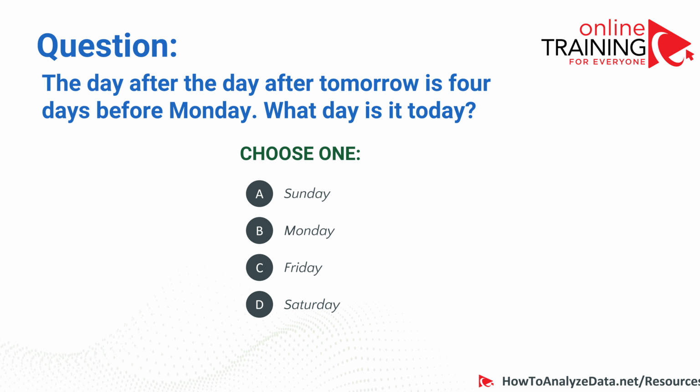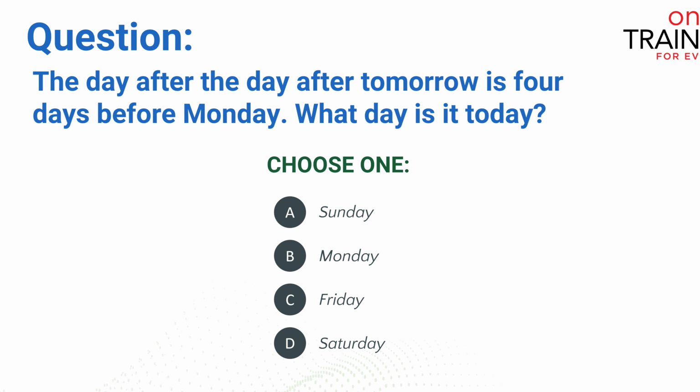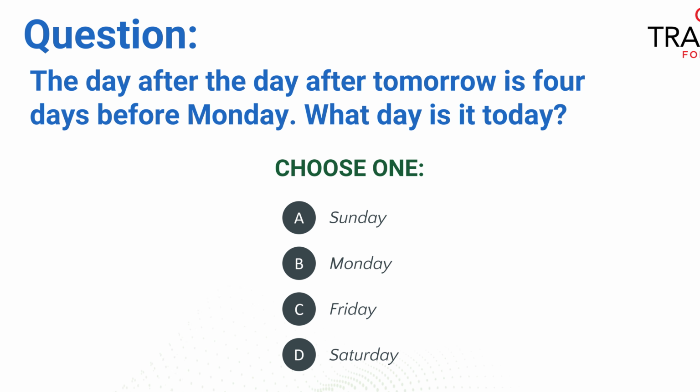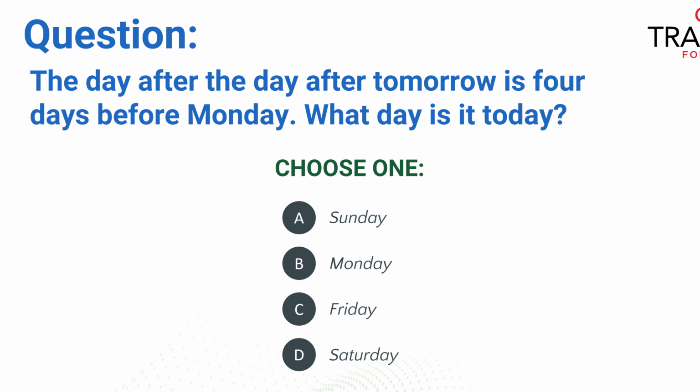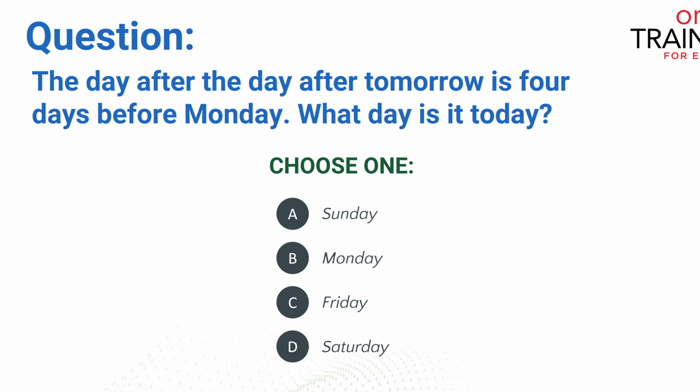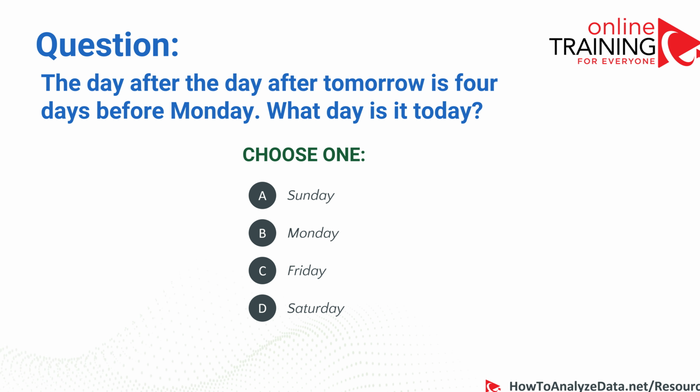Again, most of the time you have to use the reverse method to get to the right answer. The reverse method tells us that 4 days before Monday is Thursday, and the day before Thursday is Tuesday. If tomorrow is Tuesday, today is Monday. So the correct answer is B, Monday. Hopefully you got this one right.